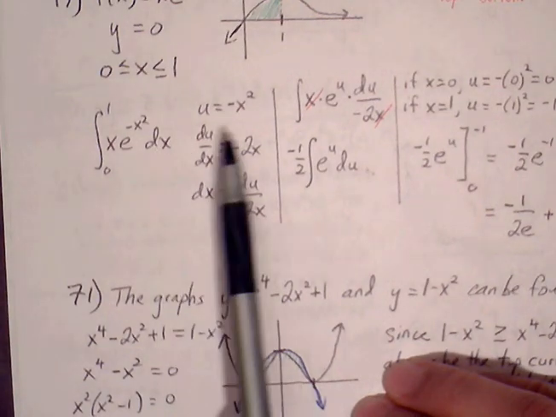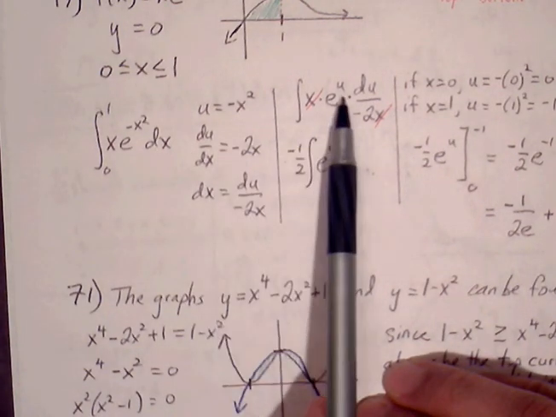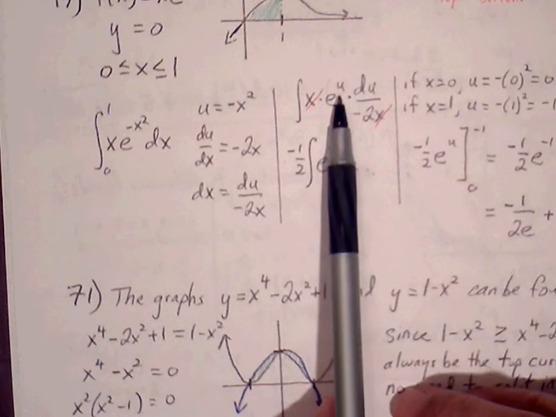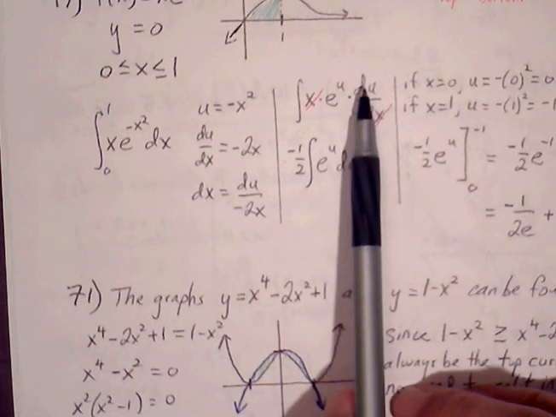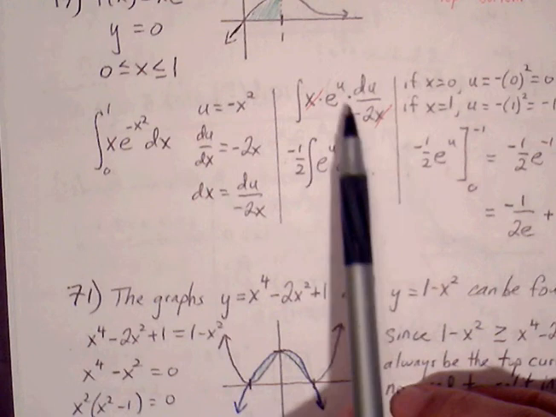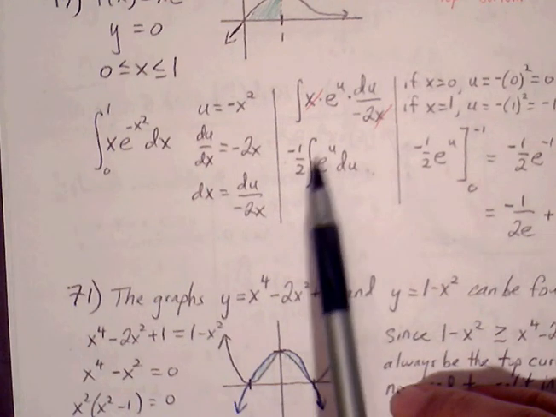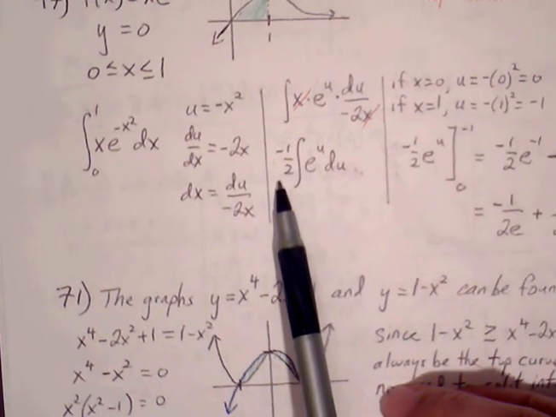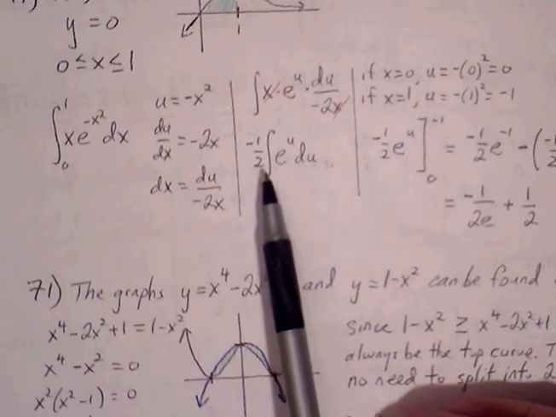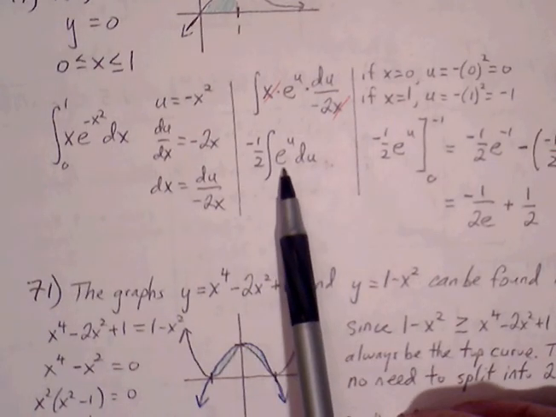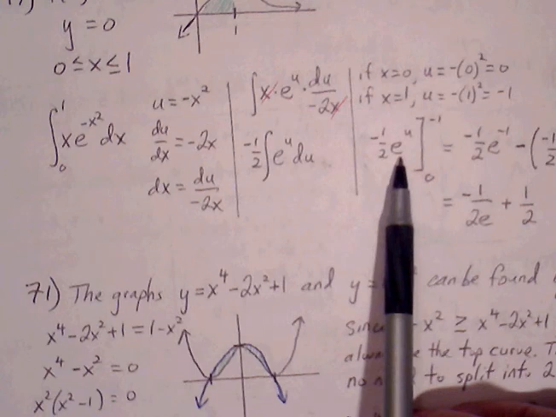The x will stay. We have e to the u, negative x squared gets replaced with u. Dx gets replaced with du over negative 2x. The x is canceled out. We pull the negative 2 out as a coefficient, a negative 1/2. And then the integral of e to the u will remain e to the u.